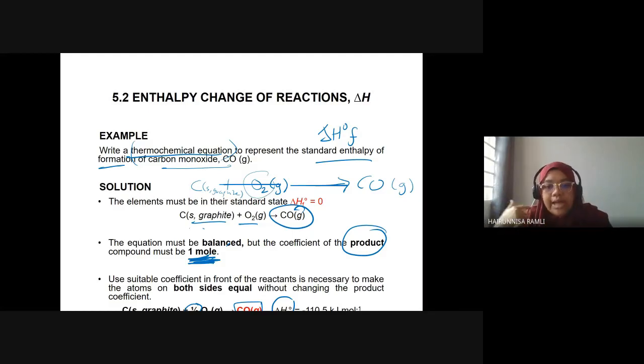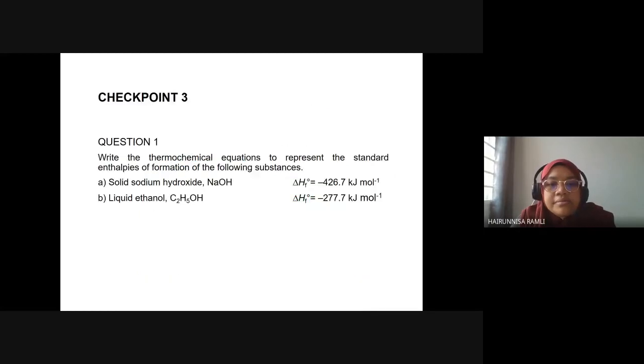So this value dia akan bagilah, tak logik lah, kena hafal. Unless value tu element. Kalau element kita tahu automatically, kalau dia element dan dia standard, value dia kosong. Kalau compound like this, dia akan bagi. You just kena salin balik je dekat tepi kat ujung tu. Okay? So, can you try write this thermochemical equation for A and B? Dia nak standard enthalpy of formation. Cuba tulis dulu sekejap. Nanti you check balik dengan jawapan saya.